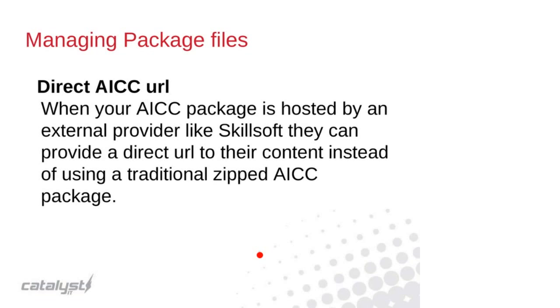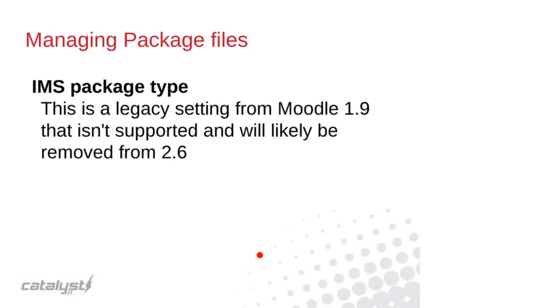And I think the last one here is an IMS package type setting as well, and this doesn't work and will be removed from 2.6. More information about that is in the forums too. Now, what I didn't mention before is that of all of these settings, there's only one that shows by default in Moodle, which is the uploaded package. This is the only method enabled by default.